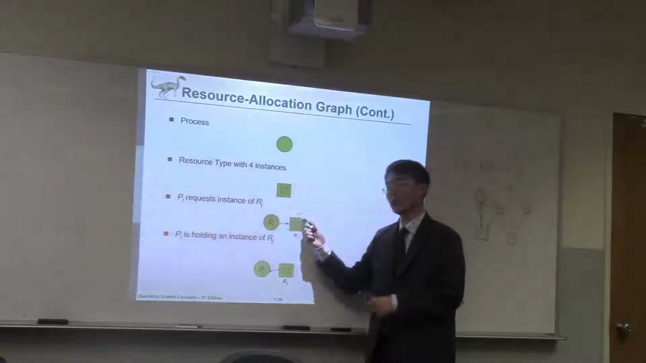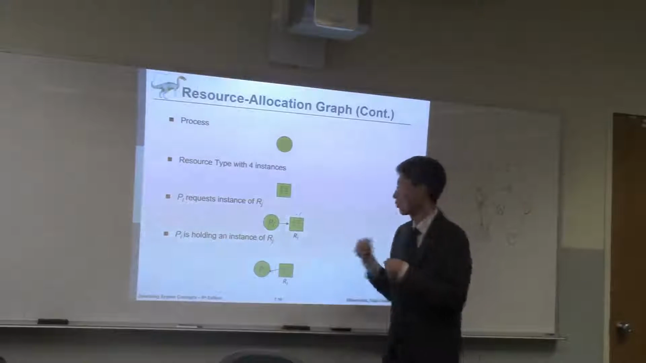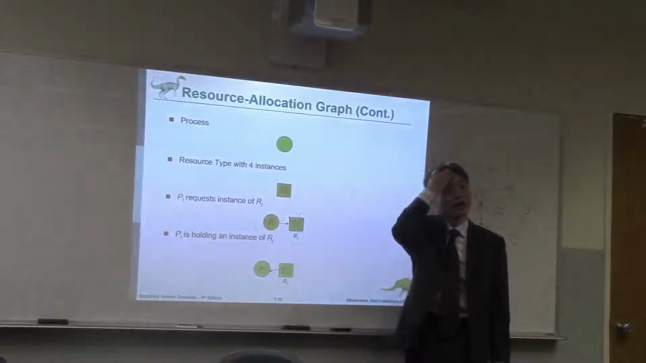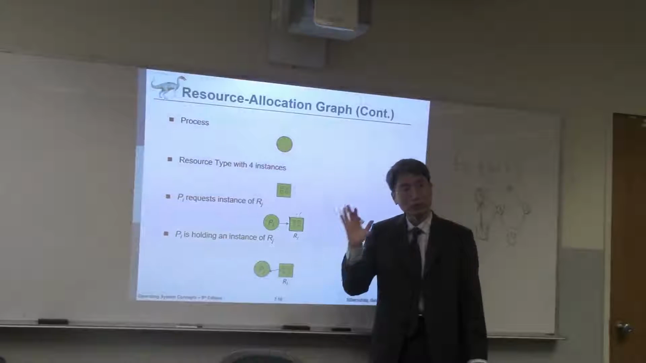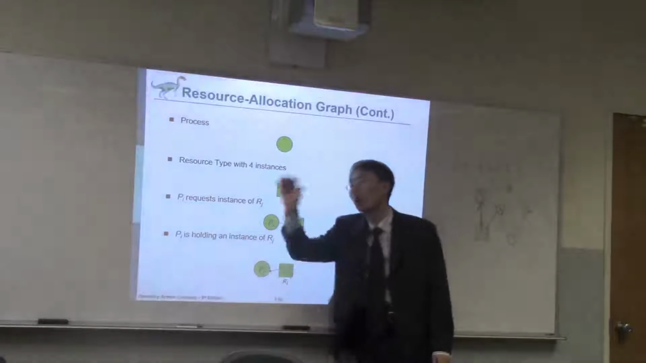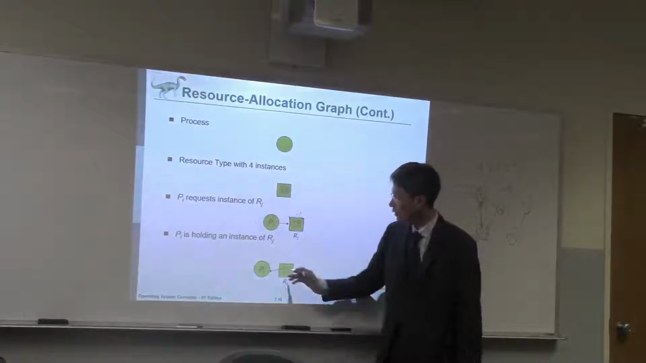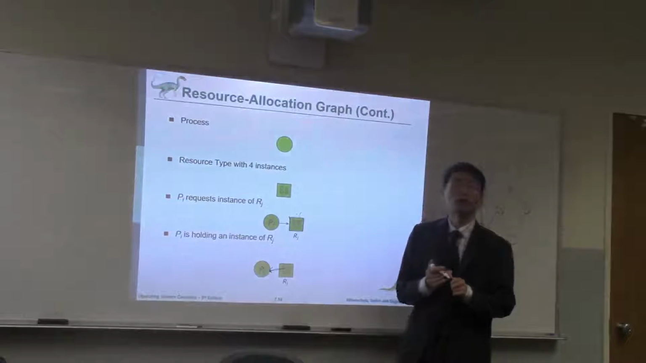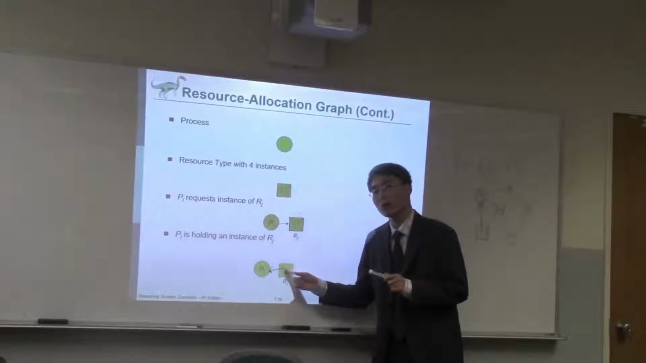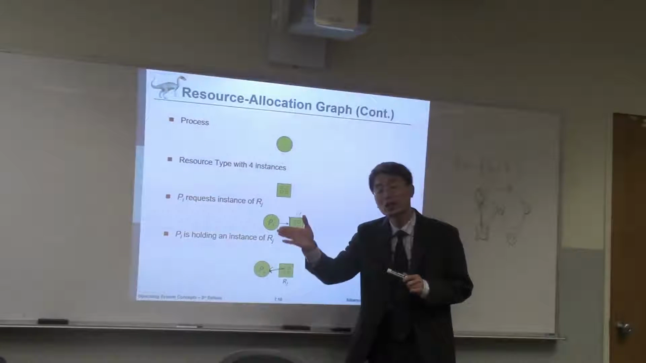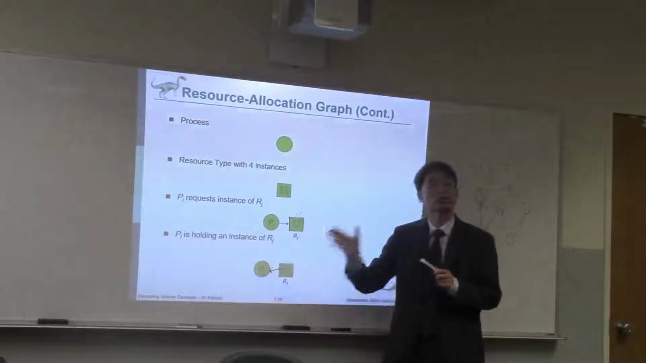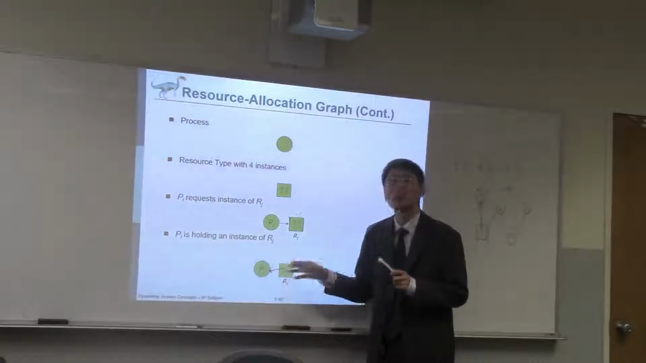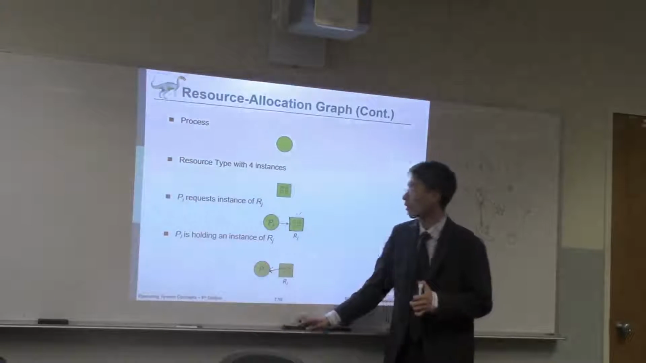At the time, we don't know which instance will be assigned. So we are going to just point to the outer rectangle, the resource type. Then, as soon as the operating system allocates the resource to the process, one of the instances will be pointed to the process. At this time, the edge, the directed edge, in this case it has a direction, it's a directed graph. The directed edge will point from the instance, the smaller rectangle, to the process.